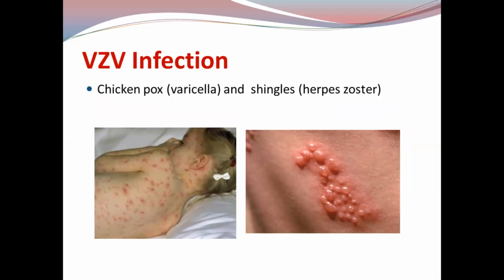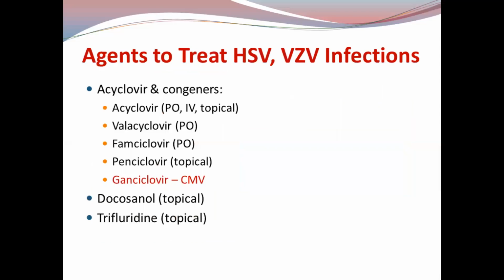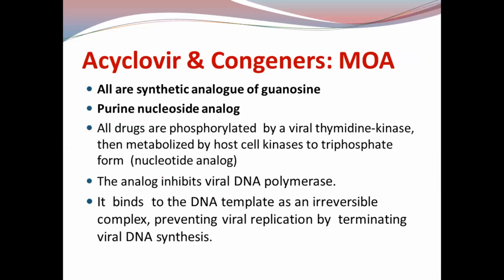If we have VZV infection, ito naman yung chickenpox, no? Or it can be shingles or herpes zoster, no? So there are agents that we can treat HSV and VZV. Most of them are treated with acyclovir and ganciclovir, docosanol and trifluridine. Acyclovir, the mechanism of action is that it inhibits viral DNA polymerase. No? It is a synthetic analog of guanosine.